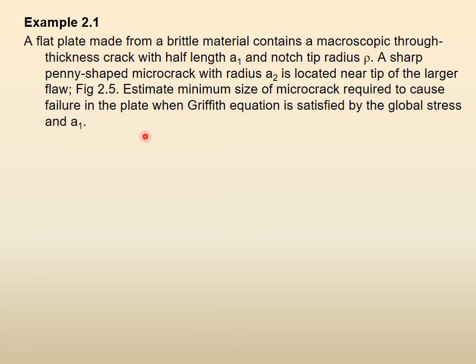So I am explaining this again. There is a macroscopic crack with half length A1 and tip radius rho. Close to this macroscopic one, there is a small micro crack, but this is a circular, penny-shaped micro crack. And the radius of this micro crack is A2.